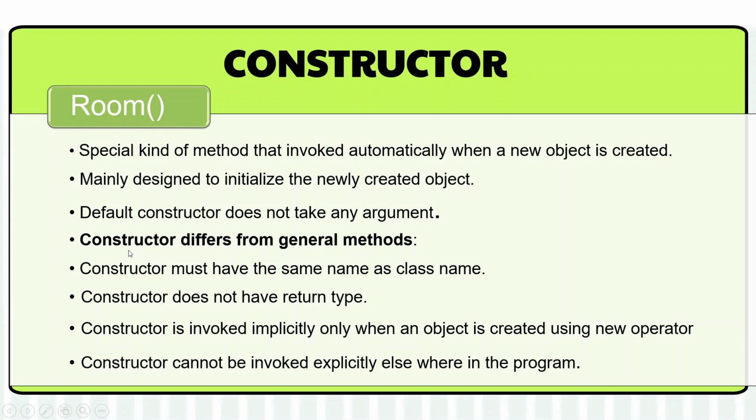We know constructor is a special kind of method, but how does it differ from a general method, that we will see. Constructor must have the same name as class name. So here this is the constructor name, because the class name was room, so the name of this constructor is room only. Constructor does not have return type. In a general method, we write int display or void display, something like that before the name of that function, that is the return type. But in a constructor, you don't have to write any return type.